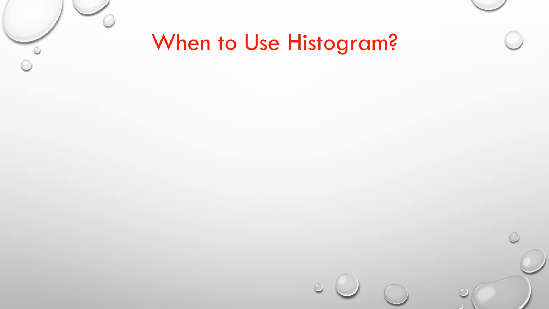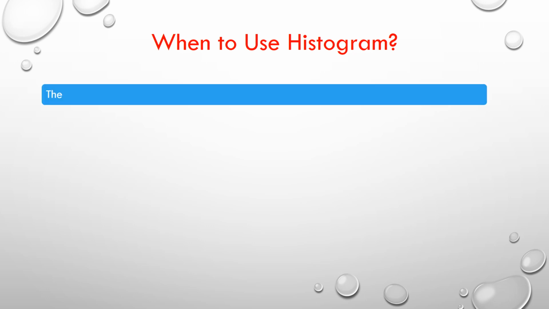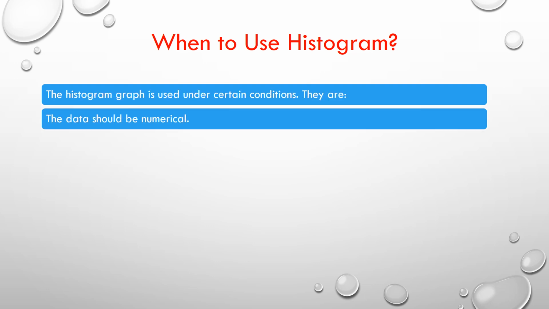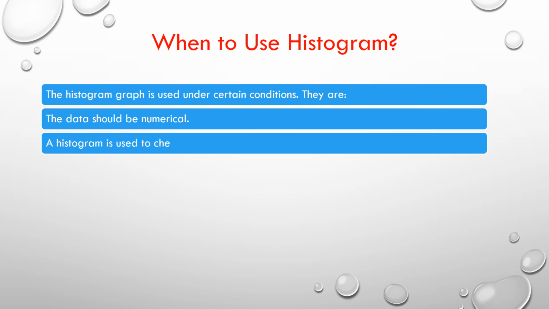Next, when to use histogram. The histogram graph is used under certain conditions. They are: the data should be numerical. A histogram is used to check the shape of the data distribution.